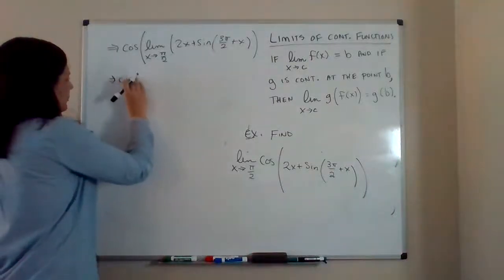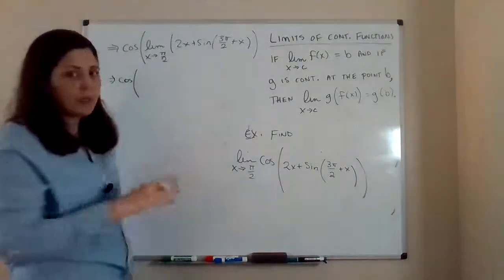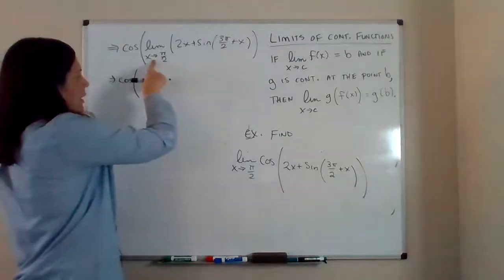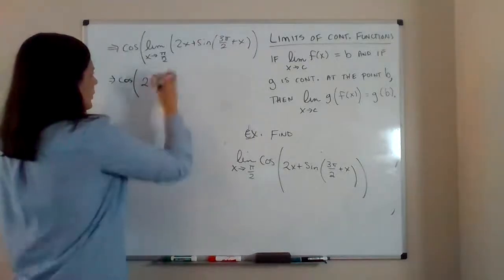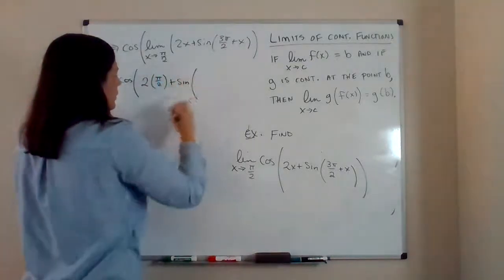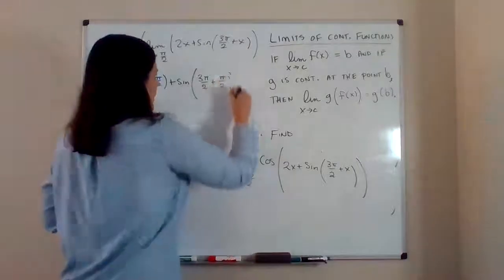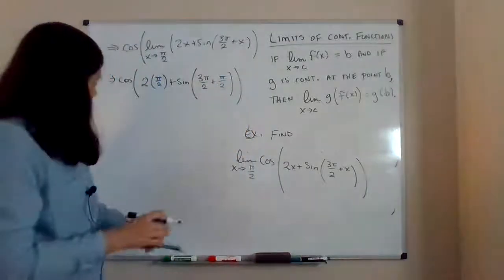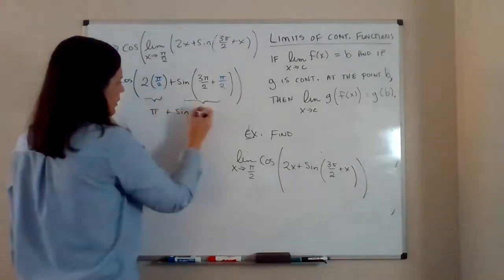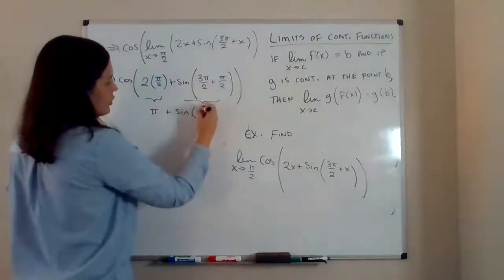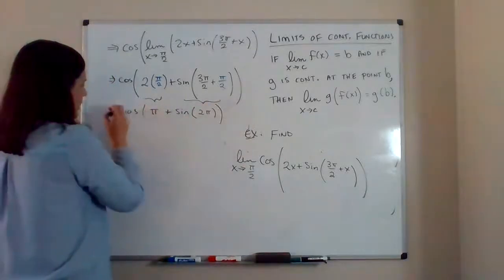So cosine of, and the moment I'm direct substituting, I'm taking off the limit notation because I'm plugging in. So I don't need the lim anymore. So this is 2 times pi over 2 plus sine of 3 pi over 2 plus pi over 2. And we just start simplifying, okay? So right here, this is going to just be pi. This is going to be sine over here of 4 pi over 2, which is 2 pi. And all of this, we are taking cosine of this.